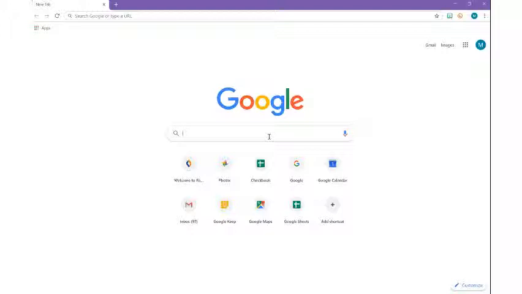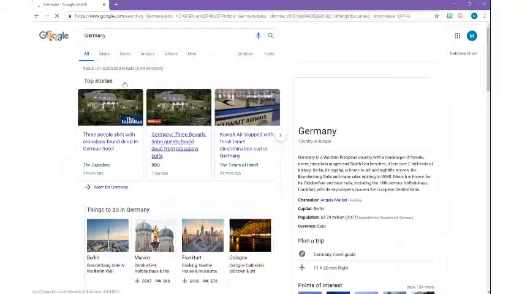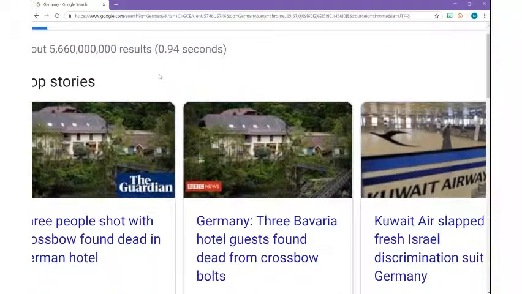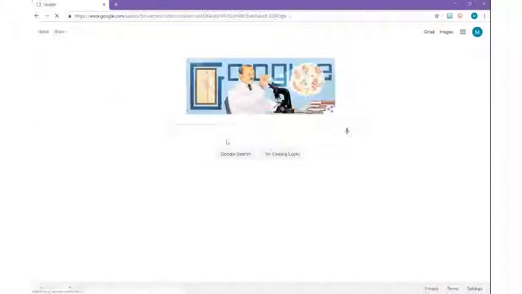So if I were to type in my research topic of Germany, you can see that in less than a second, I have gotten over 5 billion results. And that's a lot to look through. So there are some things that I can do when I am researching to reduce that number and get some more credible as well as effective websites. So I'm going to start my search over. Okay, and I'll come back to this in a little bit.